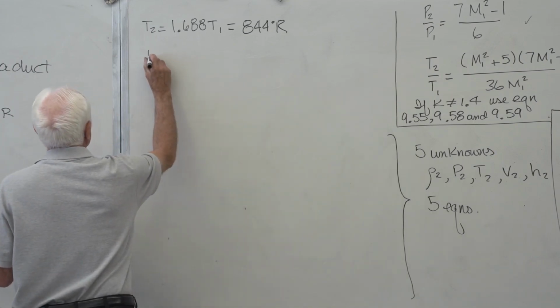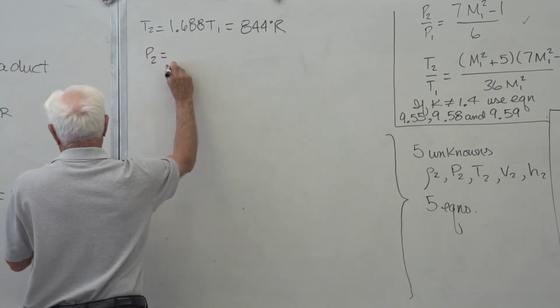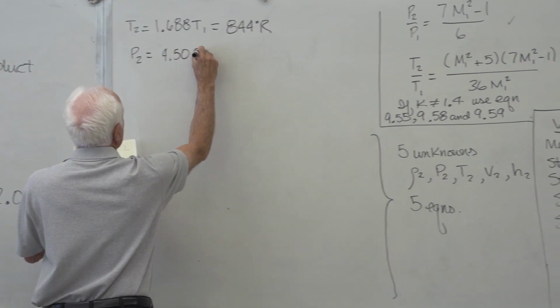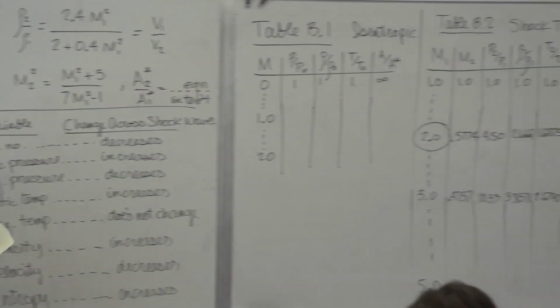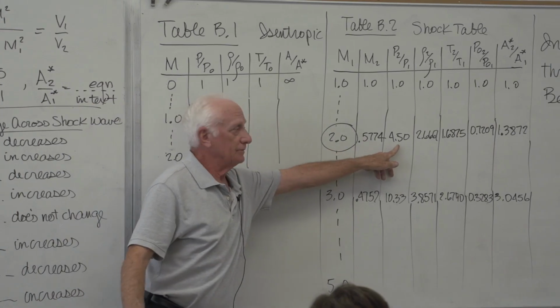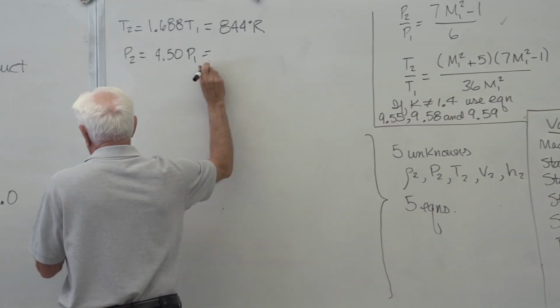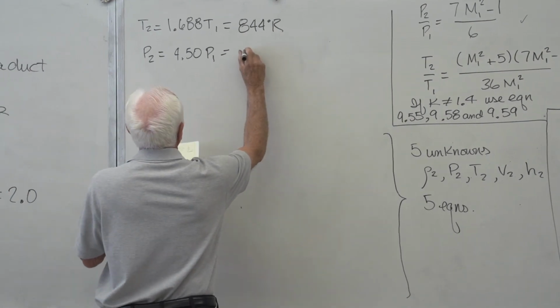Get the pressure downstream of the shock. 4.50 P1. Yep, 4.50 P1, at pressure 45 psia.